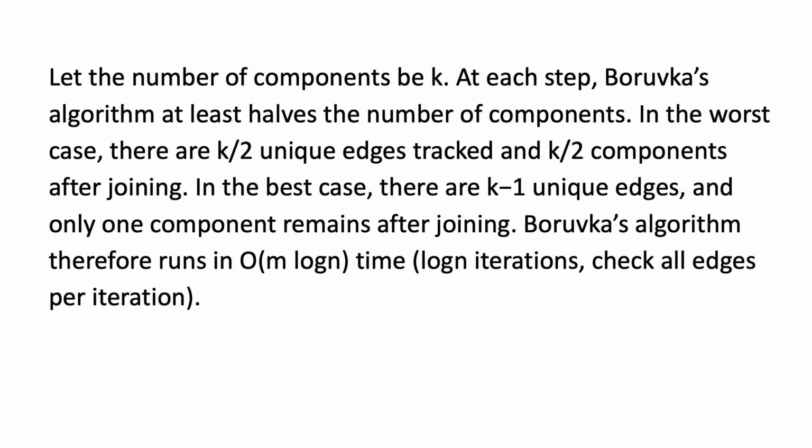Let the number of components be k. At each step, Borůvka's algorithm at least halves the number of components. In the worst case, there are k/2 unique edges tracked and k/2 components after joining. In the best case, there are k minus 1 unique edges and only one component remains after joining. Borůvka's algorithm therefore runs in order of m log n time. Log n iterations check all the edges per iteration.